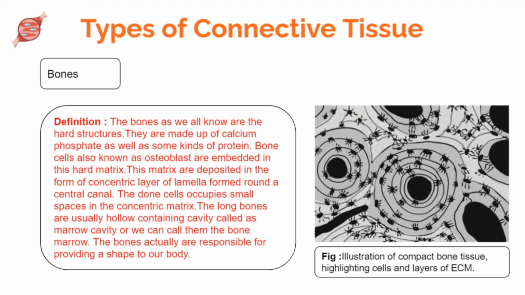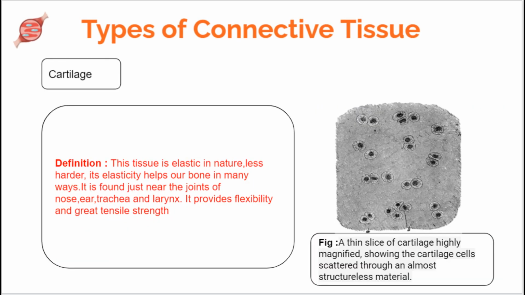The next type of tissue is the cartilage. This tissue is elastic in nature. It is less hard. Its elasticity helps our bones in many ways. It is found just near the joints, in nose, ear, trachea, and larynx. It provides flexibility and great tensile strength.